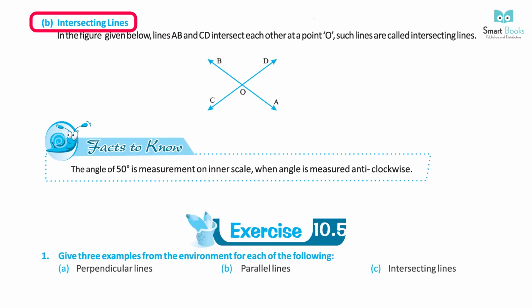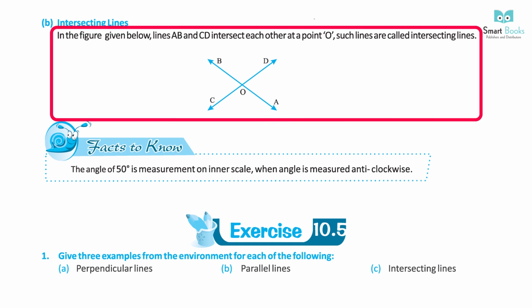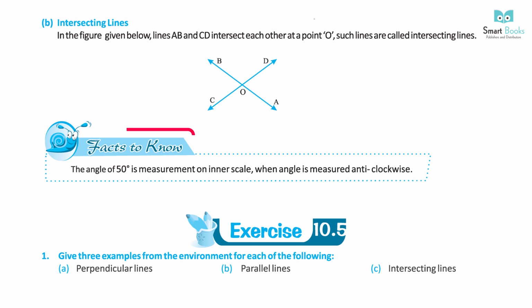B. Intersecting lines. In the figure given below, lines AB and CD intersect each other at a point O. Such lines are called intersecting lines. Facts to know.